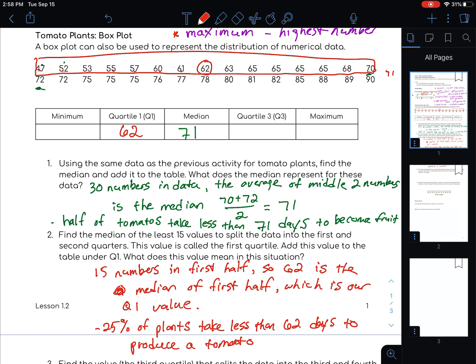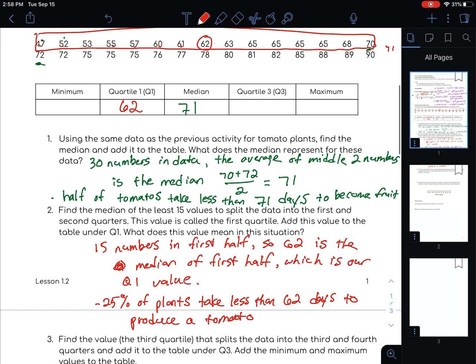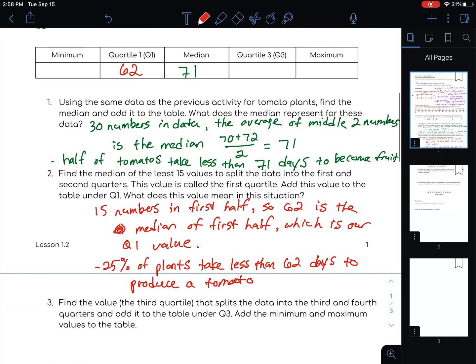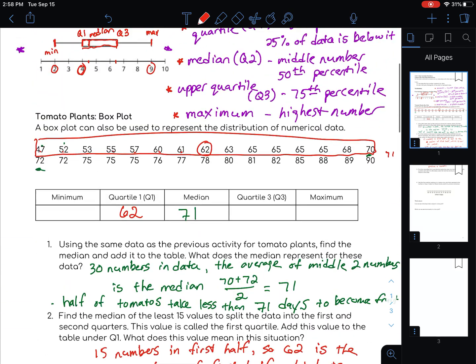Okay, so that first fourth of the data is our 25th percentile, which means 25% of the data is below it. So since 62 is our first quartile, 25% is below 62.